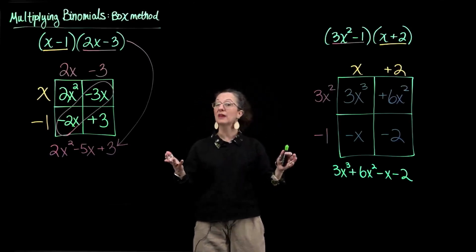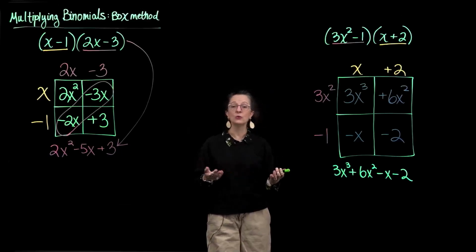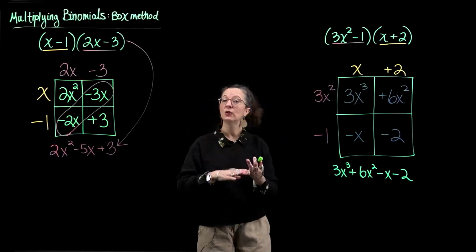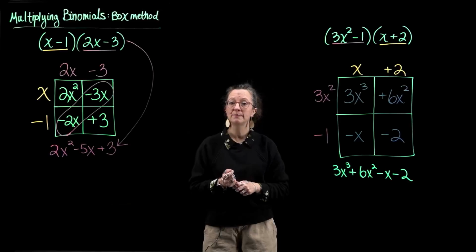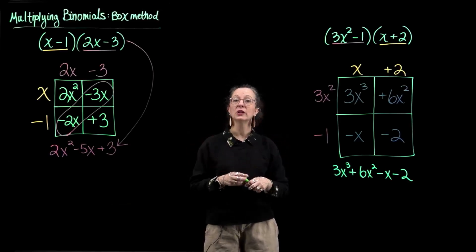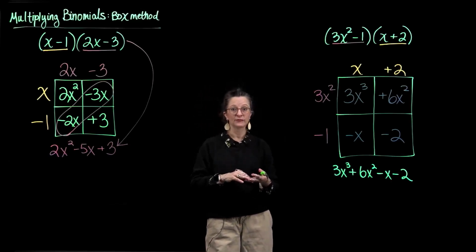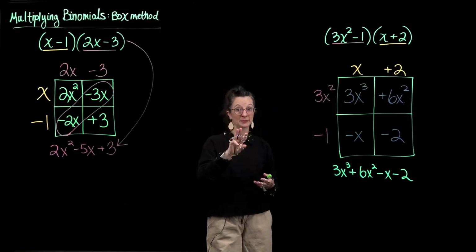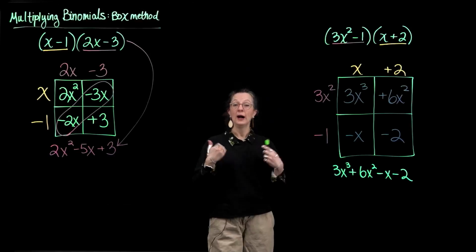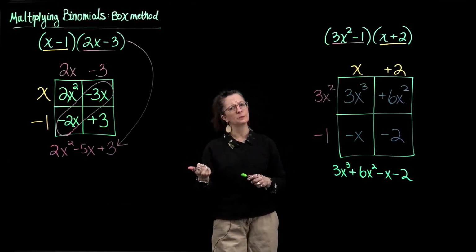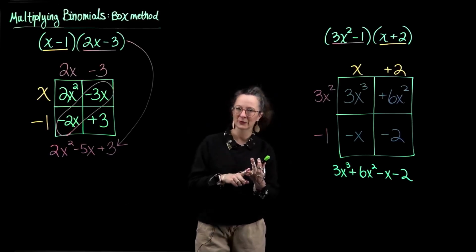You can use the box method for any other multiplication of binomials that you wanted to. You can use it with square roots. You can use it with i's. It will work no matter what. It also works if you have maybe a binomial by a trinomial. So 2 terms multiplied by 3 terms, which can get kind of messy. So in my next video, I'm going to do a binomial times a trinomial, once with FOIL and then once with the box method.